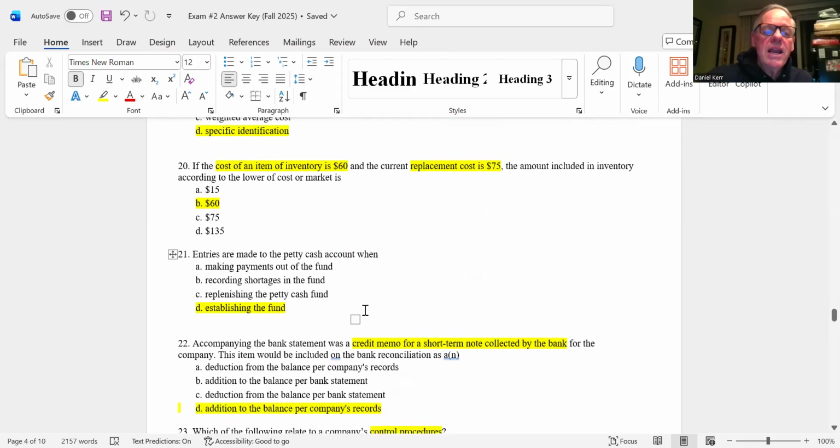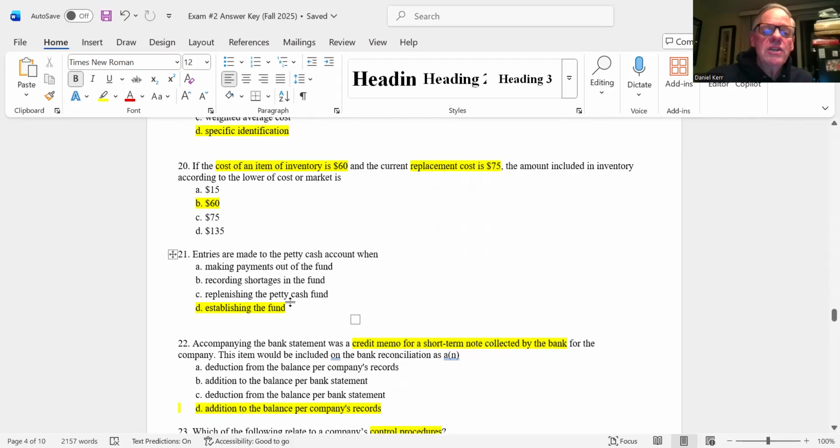21, entries are made to the petty cash account. The only entry you make to the petty cash account is when the petty cash fund is established. So you debit petty cash, you credit regular cash. And unless you increase the balance of the petty cash fund, when you make payments out of the fund, you're going to be debiting the individual expense accounts. When you're reporting shortages in the fund, you're going to be debiting cash short and over.